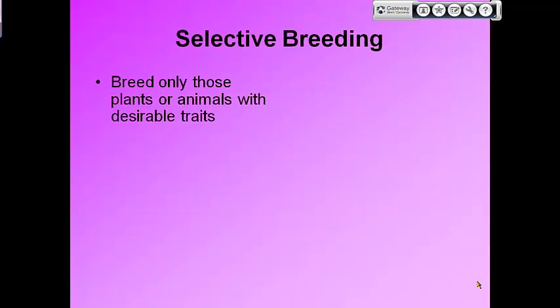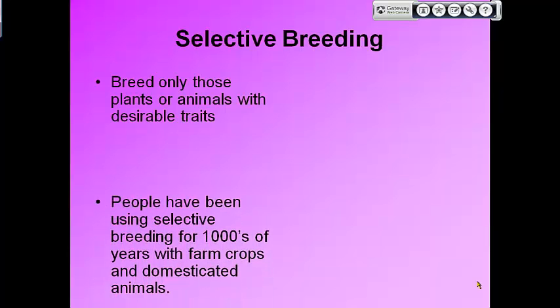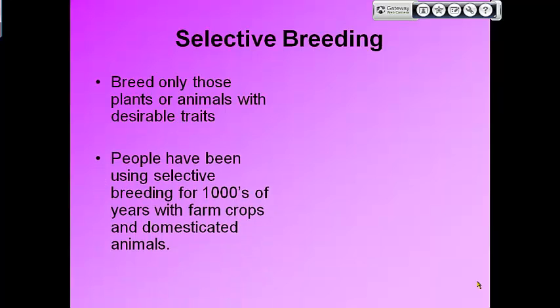So what is selective breeding? Selective breeding is when you breed only those plants and animals that have desirable traits. So you find plants or animals that have traits that you desire, and then you breed those animals together, or you breed those plants together in order to get those traits. They do selective breeding a lot with dogs. Basically, you take a certain breed of dog that has traits that you like, and you make sure that you breed that dog with another dog that has those traits that you like, and that makes it more likely that the offspring will have those traits that you like.